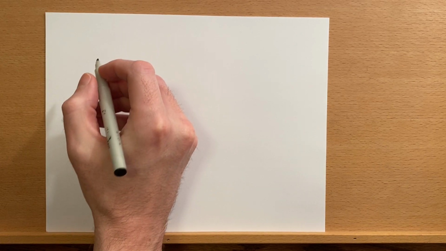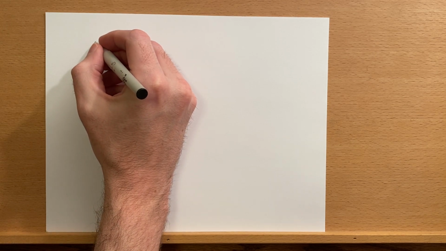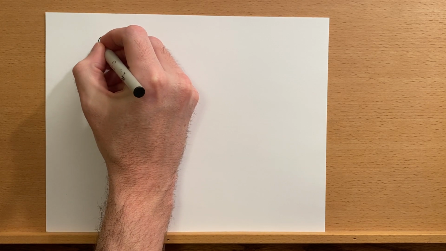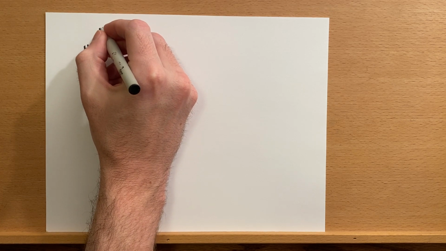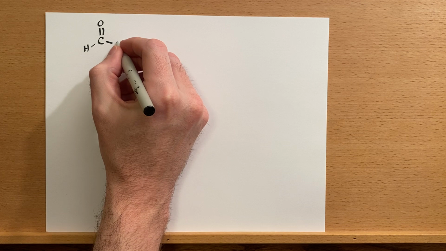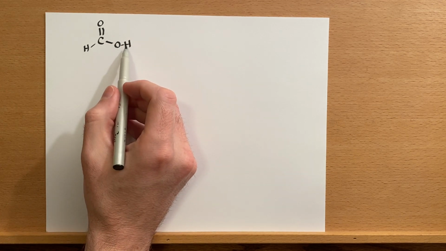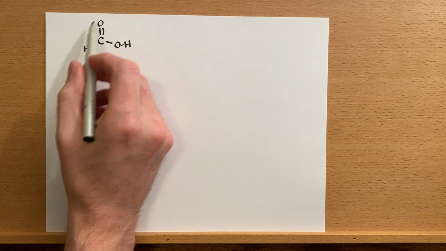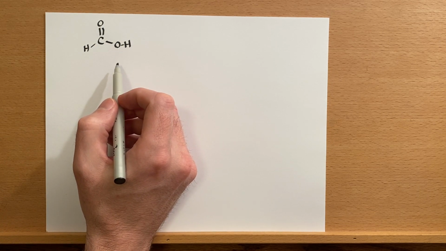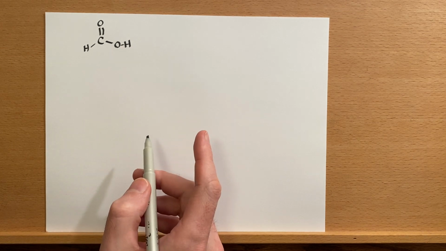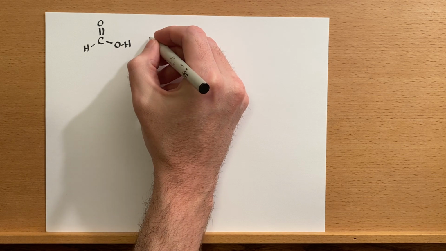So let's choose formic acid. Formic acid is the simplest carboxylic acid. There's a carbon. There's a hydrogen. Double bond to an oxygen. And an OH. So here is our carboxylic acid. And let's react it with ammonia, one of the simplest nitrogen bases.